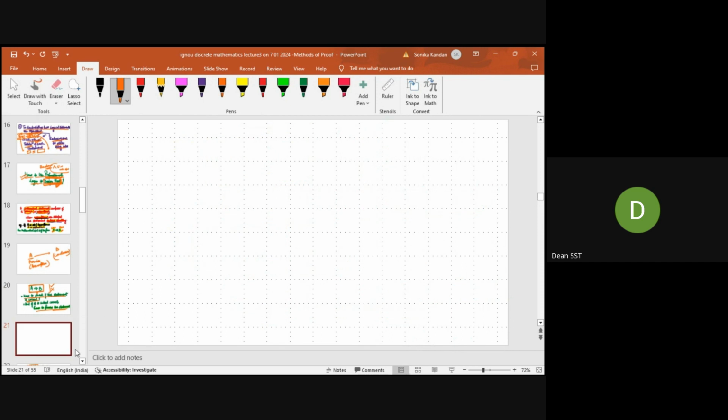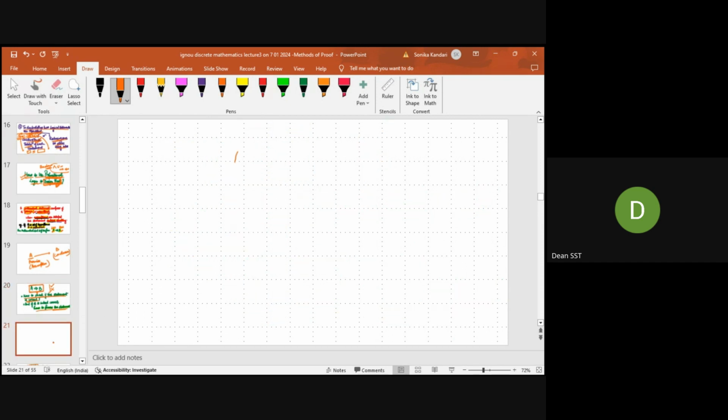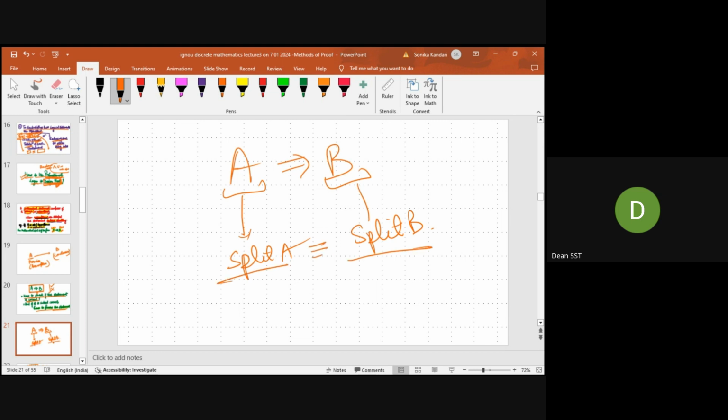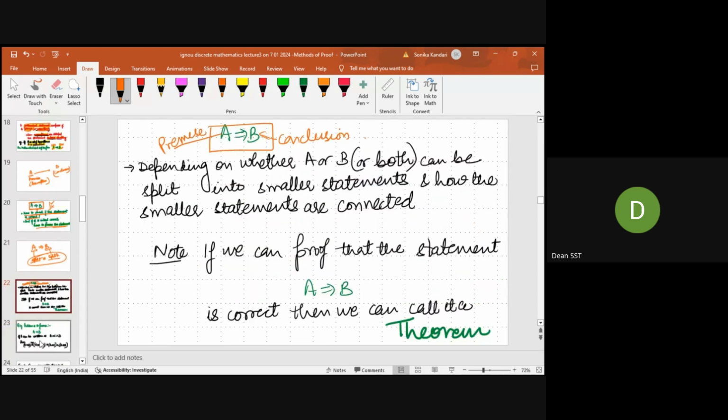One of the simplest ways is to just split A and B. Suppose we have to prove that A implies B. If A can be split, we can split A, we can split B, and further we can see whether these are equivalent or not. We can check from here also. Fine. So in this slide, we have written: premise is A, conclusion is B.